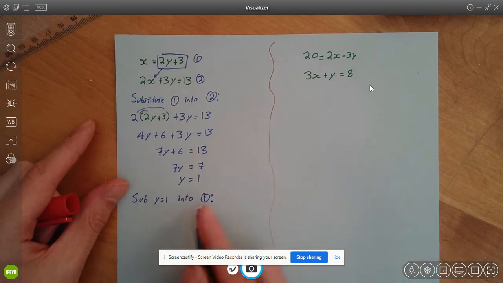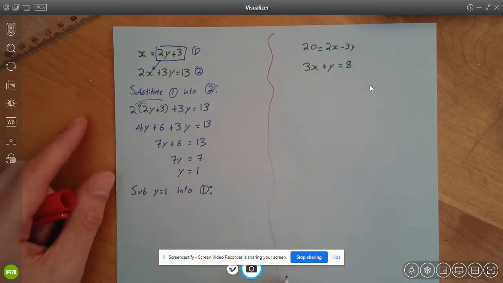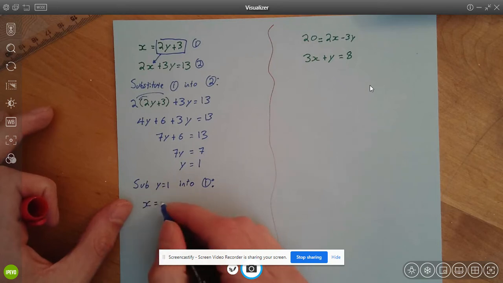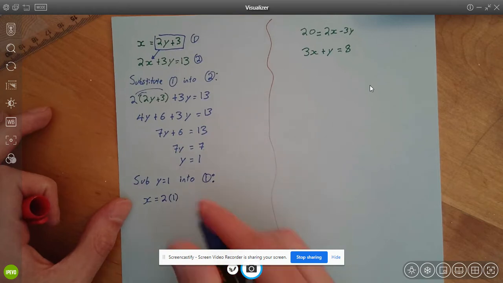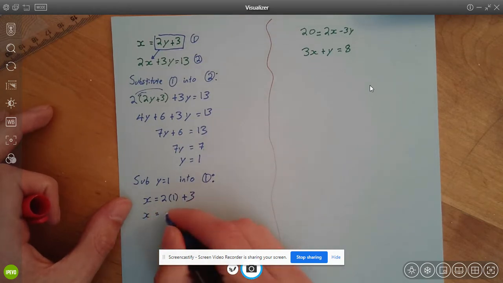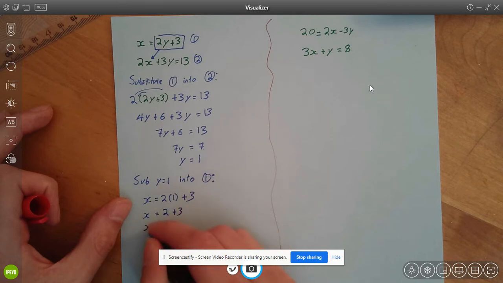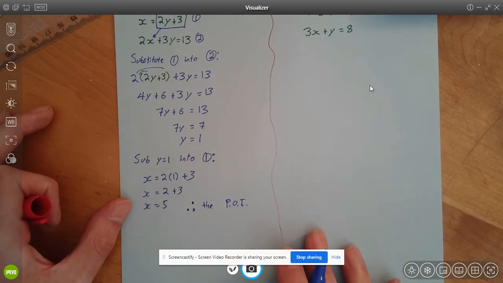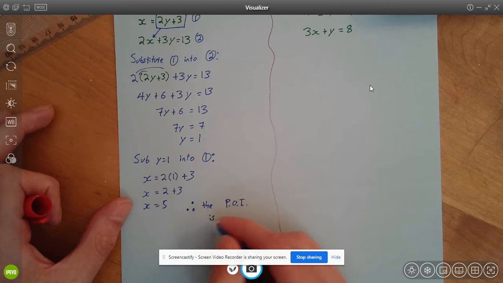I always want you to annotate or explain each part of the procedure. So I'm now going to rewrite equation 1, but instead of y, I can now plug in the number. I know that y is equal to 1. So x must equal 2 times 1, which is 2, plus 3, so x equals 5. So now I can write my therefore statement. I always remember a solution to a linear system is always a point of intersection. So the POI is (5, 1).